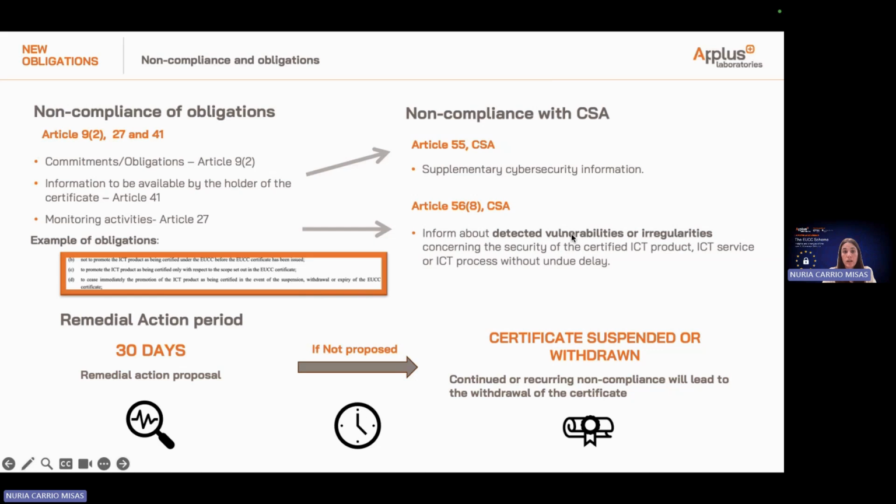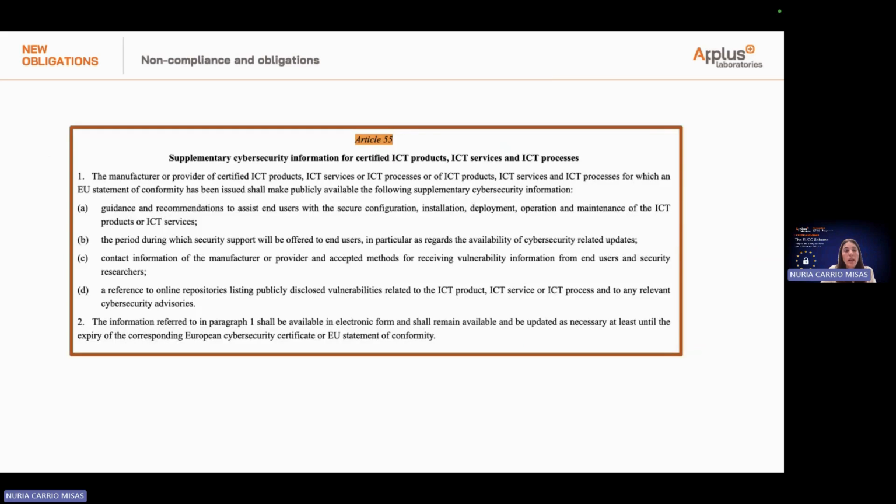So if we go into more detail on what the supplementary cybersecurity information is and what the mandatory monitoring rules from the EUCC scheme are, you can find something like the list that you see here on the screen, okay? The new things that you should provide are, for example, the period during which security support will be offered to the end users. Additionally, there should be a reference to online repositories listing publicly disclosed vulnerabilities related to the ICT product. You will see that this is strictly related to the monitoring activities, and we will cover this in a different slide to have more insights on this.